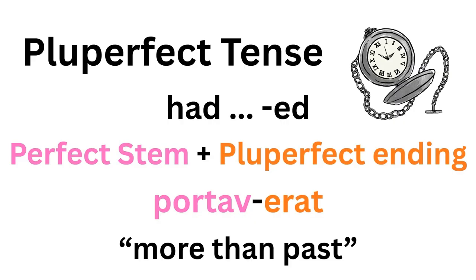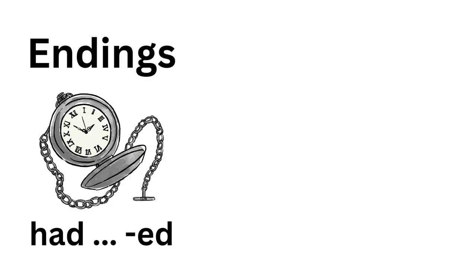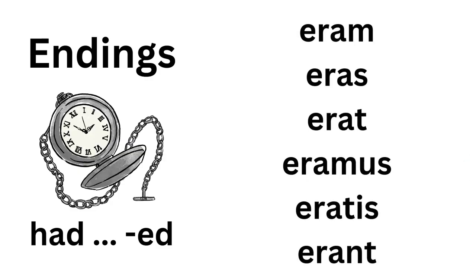Here are the endings of the pluperfect. Now again, remember, you have to translate it using that had. Eram, eras, erat, eramus, eratis, erant. Those of you who have looked at the verb to be might recognize this. This is the imperfect tense of the verb to be. So eram on its own, if it's just on its own in a sentence, it means I was something. I was happy. I was a teacher. I was late. Okay? But when it's an ending added to a perfect stem, it forms the pluperfect tense and you have to translate it as had.